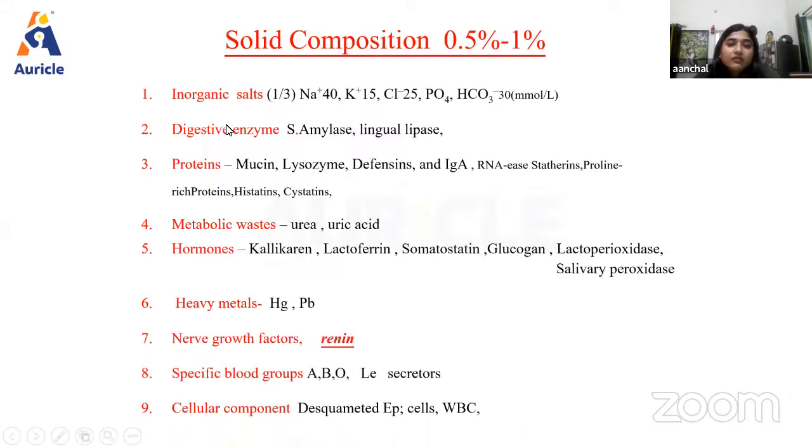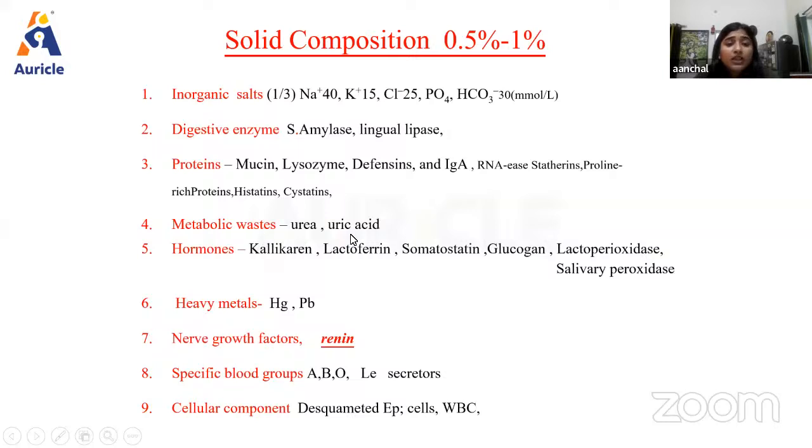As we have discussed, we have inorganic salts which include sodium, potassium, chloride, phosphate, bicarbonate, and some digestive enzymes, for example, salivary amylase and lingual lipase. Salivary amylase is used for the digestion of starch and lingual lipase is used for the digestion of lipids. Then we have some proteins like mucin, lysozyme, defensins, IgA, RNases, statins, proline-rich protein, histatins, and cystatins. All the proteins have a very specific function, and they are important for us.